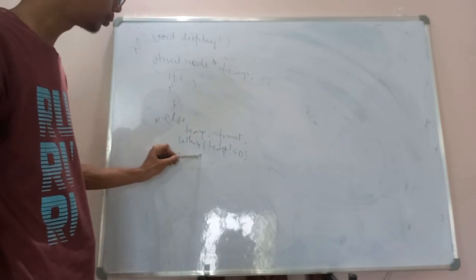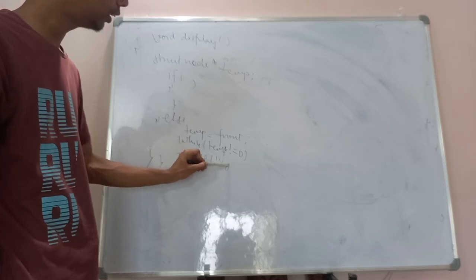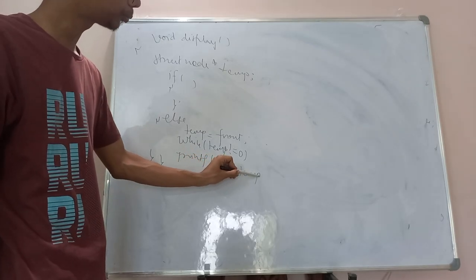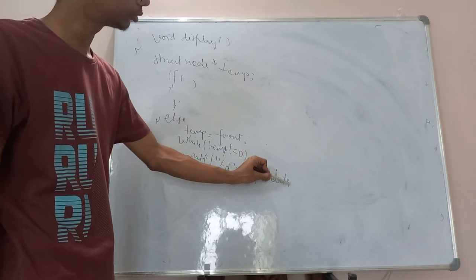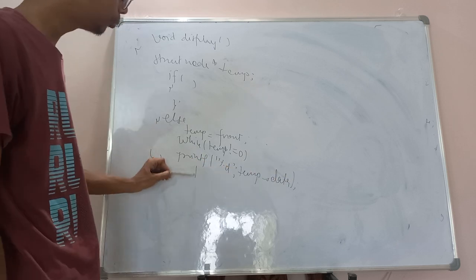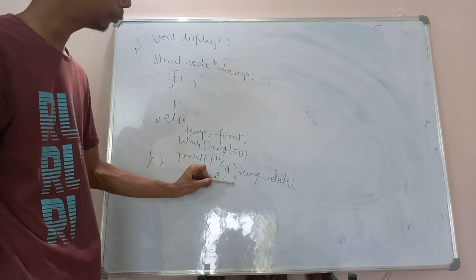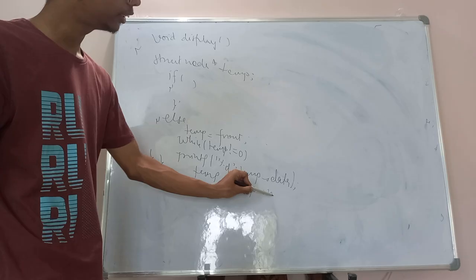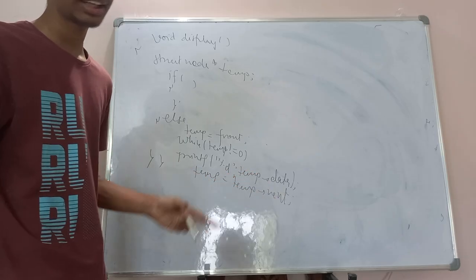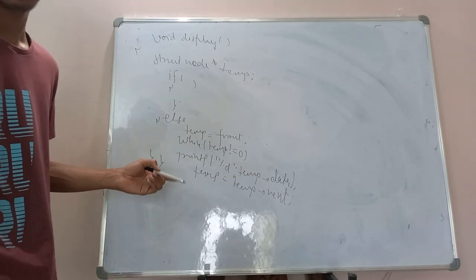So printf %d temp data, and then I will make my temp go ahead. So I will write temp is equal to temp, and it will access the next member. It will take the address and it will point toward the next node, right?